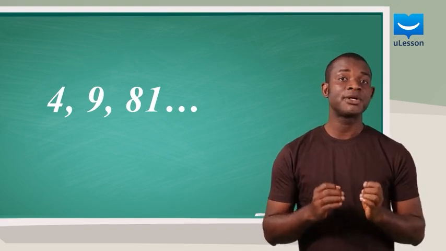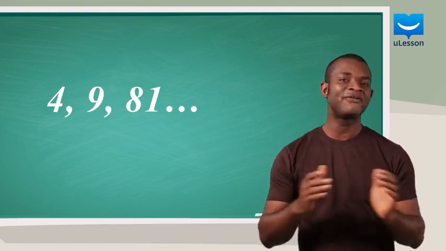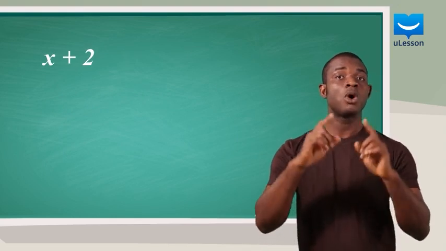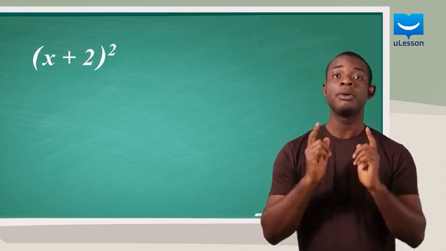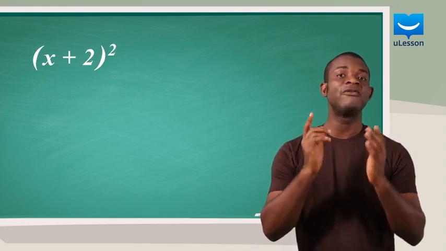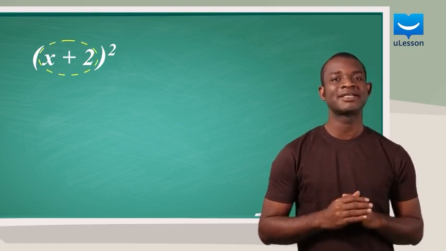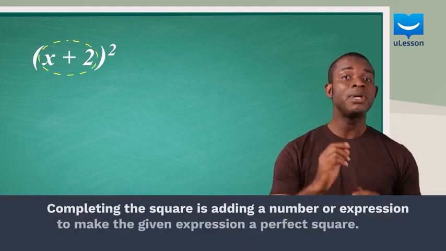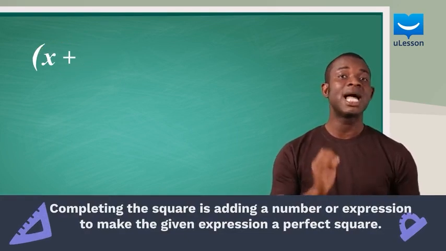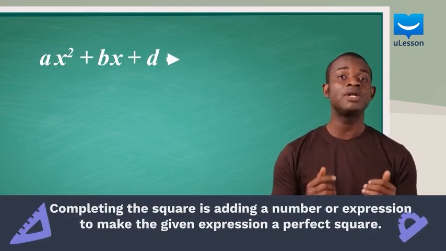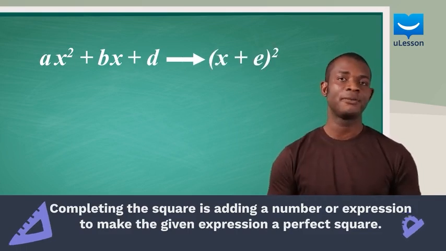You can find other perfect squares like 4, 9, 81, and so on. Interestingly, expressions can also be written as perfect squares. An example is (x + 2)^2, because it is written as the square of an expression, which happens to be x + 2 in this case. Hence, completing the square is simply an attempt at calculating what must be added to a given expression in order to make it a perfect square.